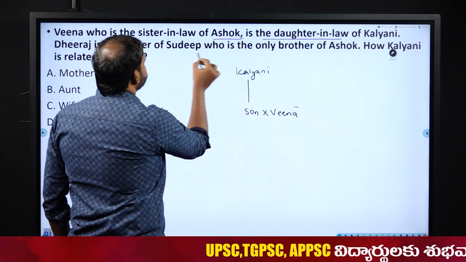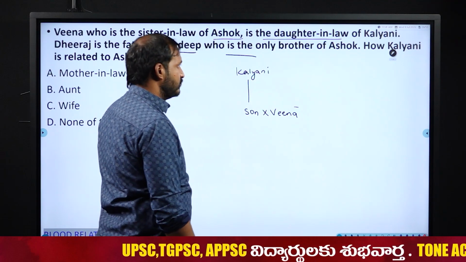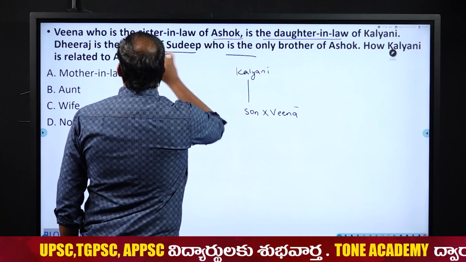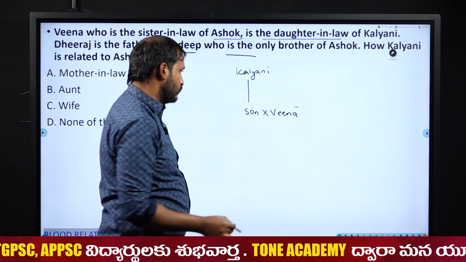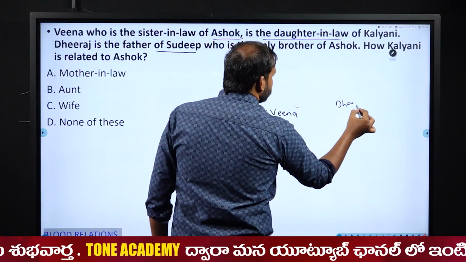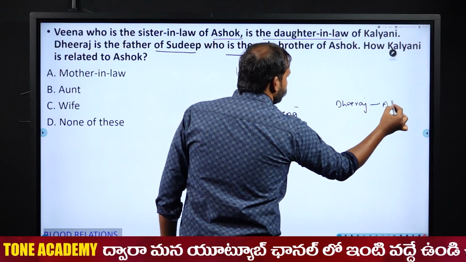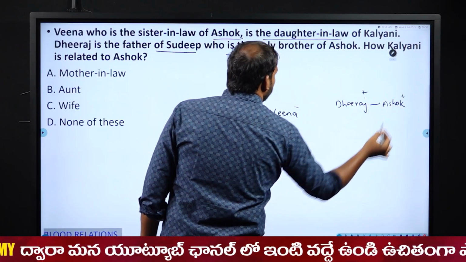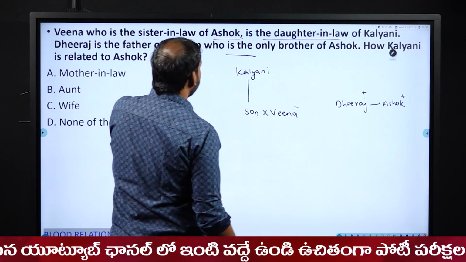Dheeraj is the father of Sudeep, who is the only brother of Ashok. Okay. Now, Dheeraj is the brother of who? Ashok. Okay, we will see. That means Dheeraj and Ashok are who? Brothers. Okay. Now, father of who? Sudeep.